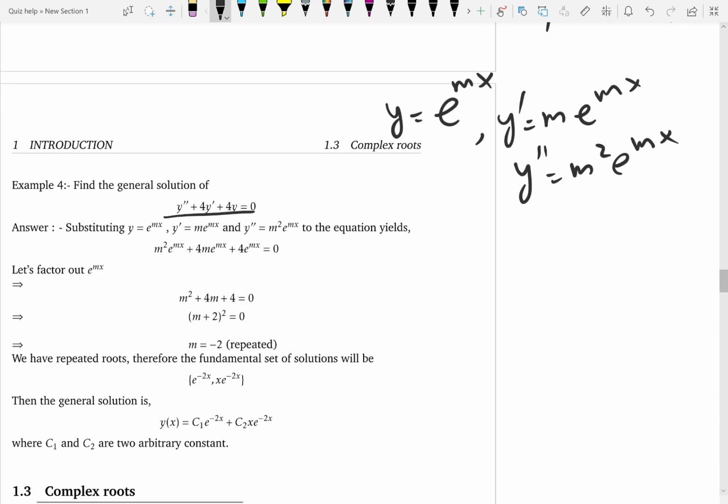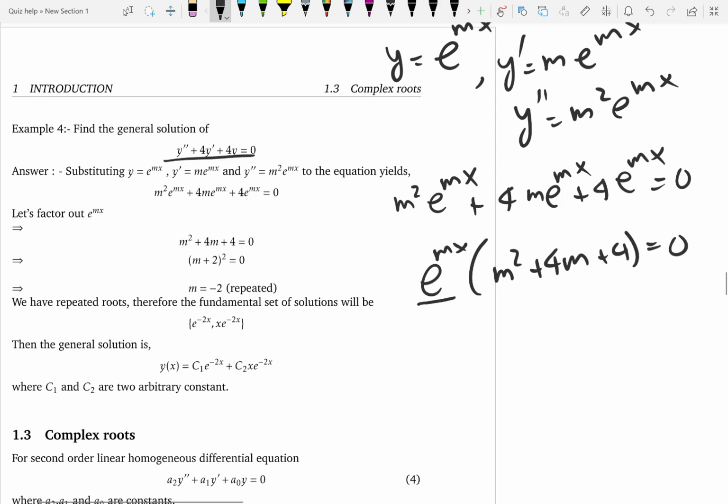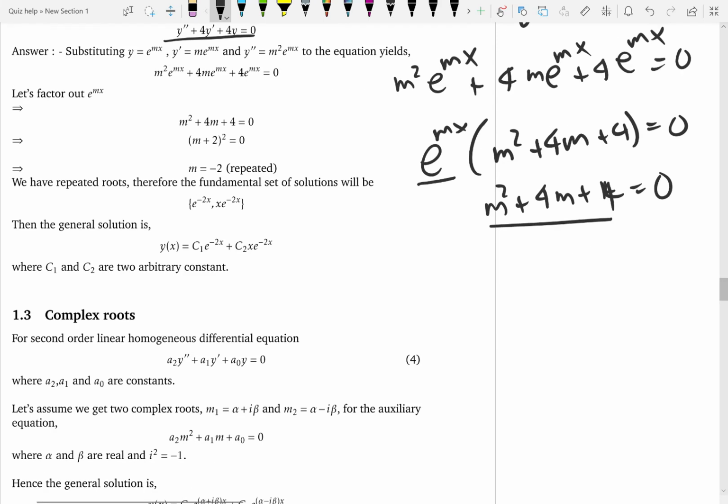So y double prime is m square e to the mx, plus 4 times m e to the mx, plus 4 times y, which is e to the mx, equal to 0. Now you factor out e to the mx. So we get m square plus 4m plus 4 equal to 0. Now e to the mx is never 0, so m square plus 4m plus 4 equals 0 is the auxiliary equation. What do we get if we factorize this? m plus 2 square. You have to be sharp in factorizing here.